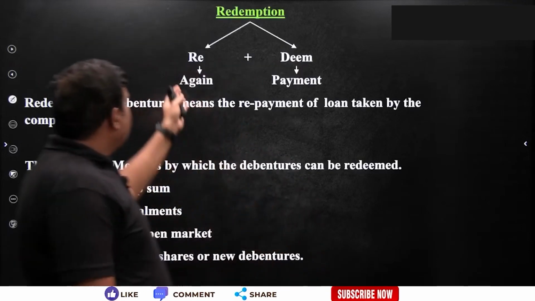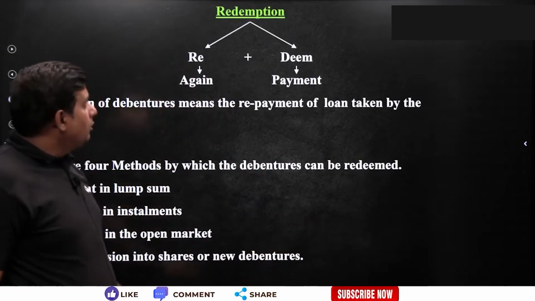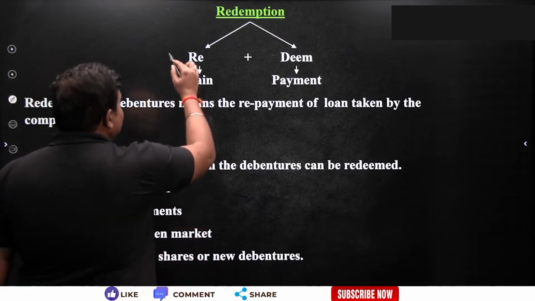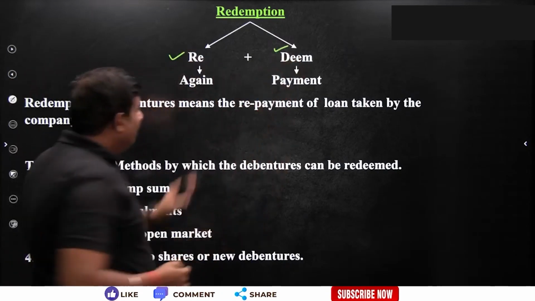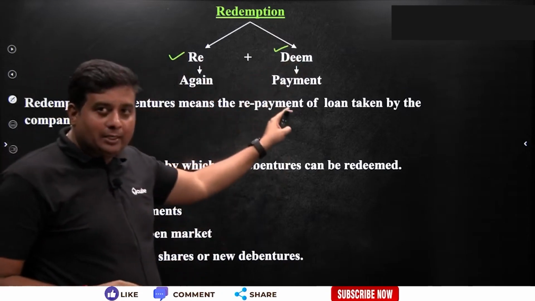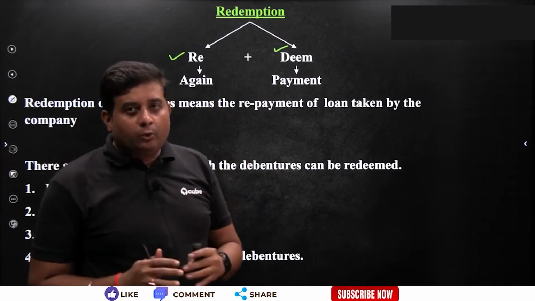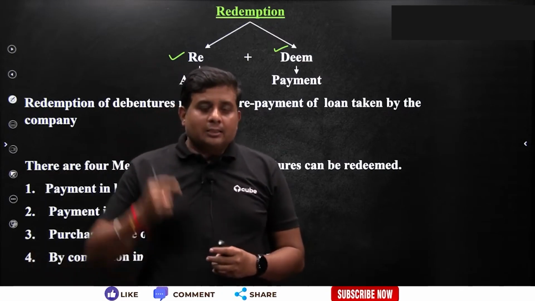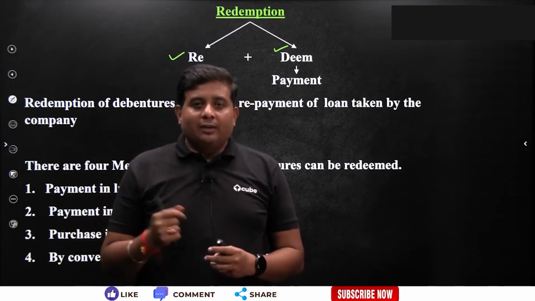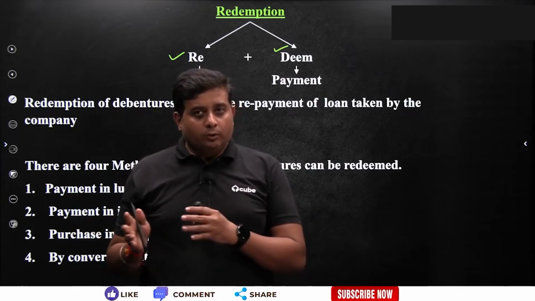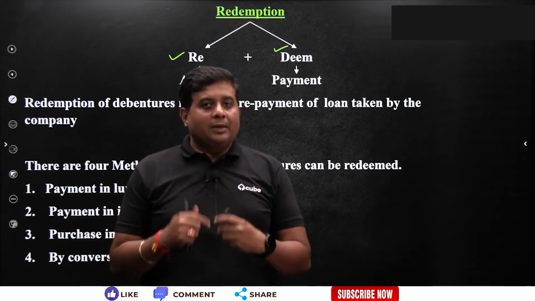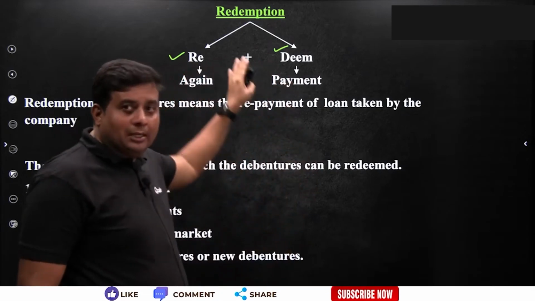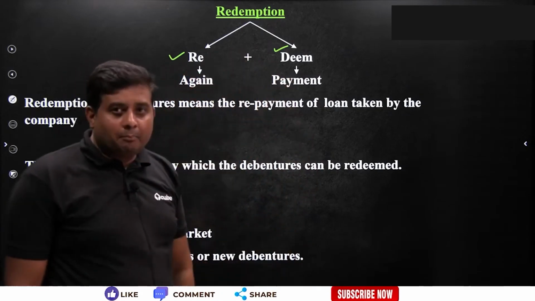First of all, we need to understand what redemption is. Redemption is basically a combination of two words: re plus deem. Re means again and deem means payment. Whenever the company takes a loan, the company has to repay that loan also. So redemption is the repayment of a loan. Whenever the company takes the loan by issuing debentures in the market, the company has to repay it also.